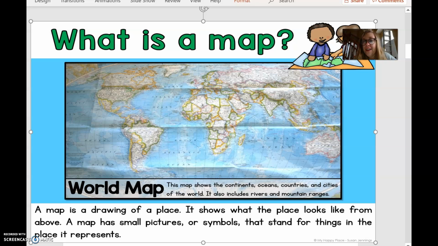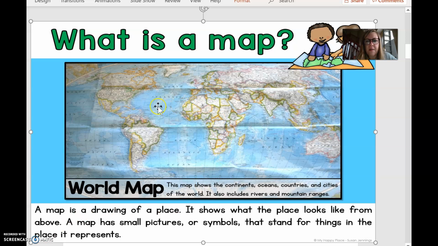Hello, we are going to talk about maps. So, before you guys left, we were talking about maps and we looked at a map of our county, Pickaway County, and our town, Circleville. So, today we are going to work on a map of our neighborhood. So, we're just getting smaller and smaller.